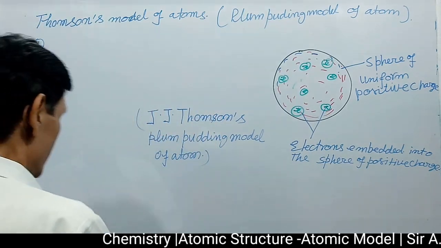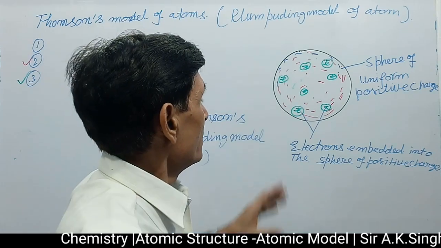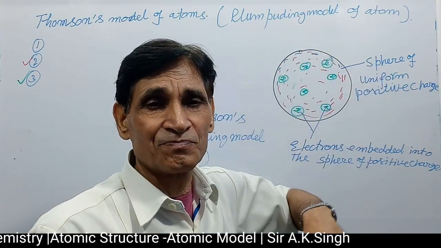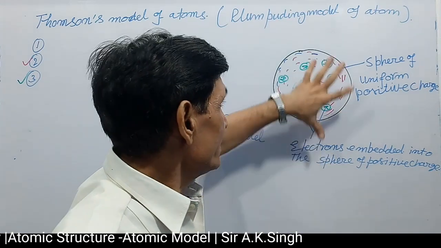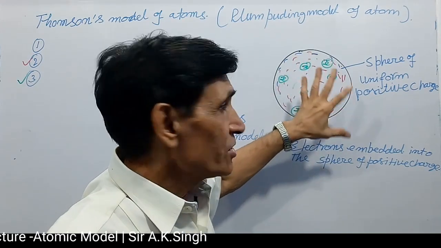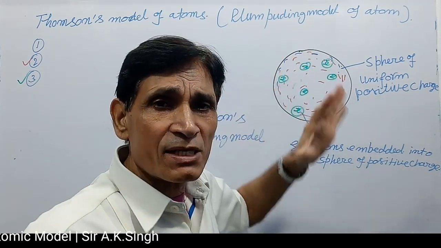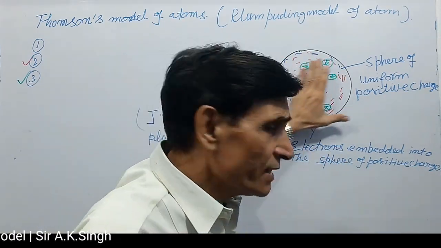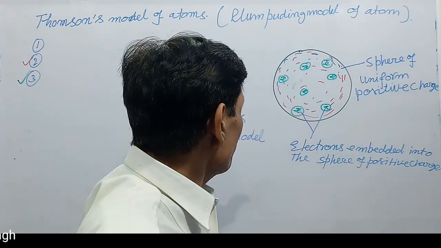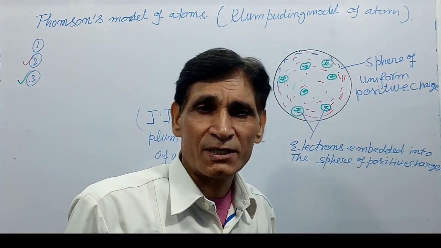Number 3: mass of an atom is uniformly distributed in the sphere. In the spherical structure of the atom, mass of an atom is uniformly distributed, and this is the plum pudding model of atom. You will remember this.